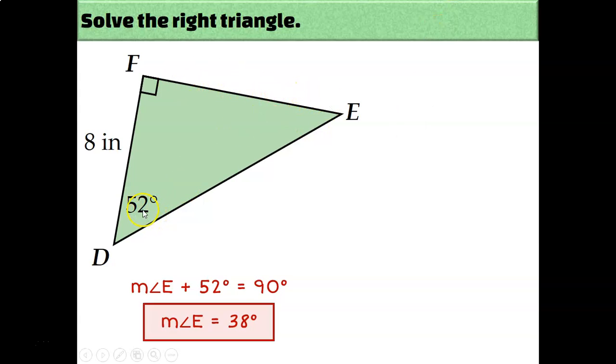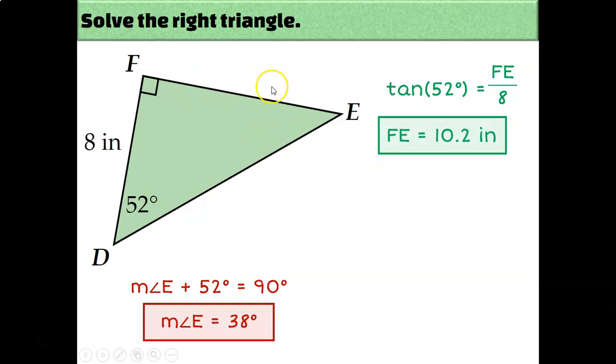In relationship to the 52-degree angle that we were given, FE is the opposite side, and the 8-inch side that we were given is the adjacent side. So since I am looking for opposite and I know adjacent, I need to use tangent. So the equation that I'll write is that the tangent of 52 is equal to the opposite over the adjacent, FE over 8. To solve, I'll multiply both sides by 8, so FE must be 10.2 inches long.